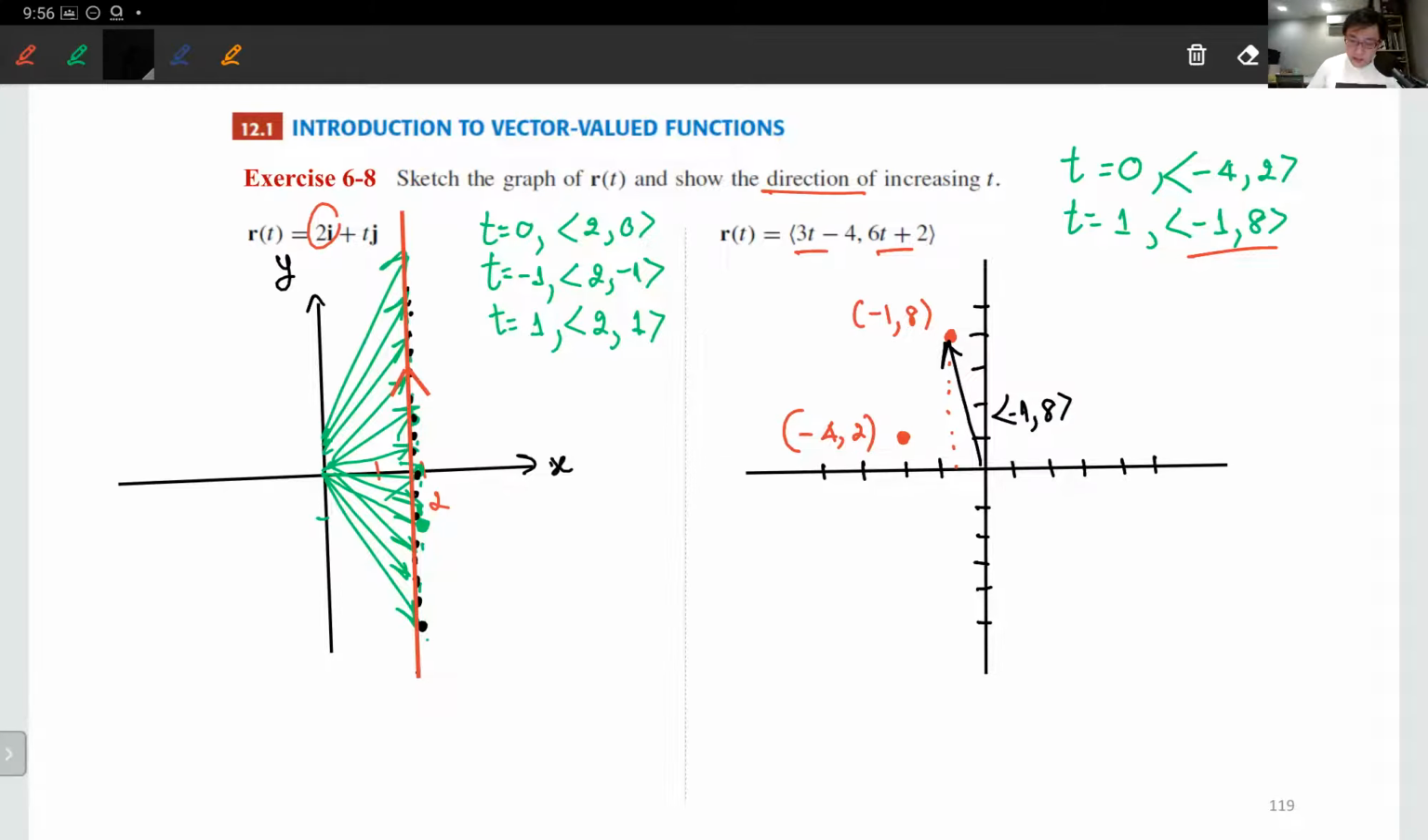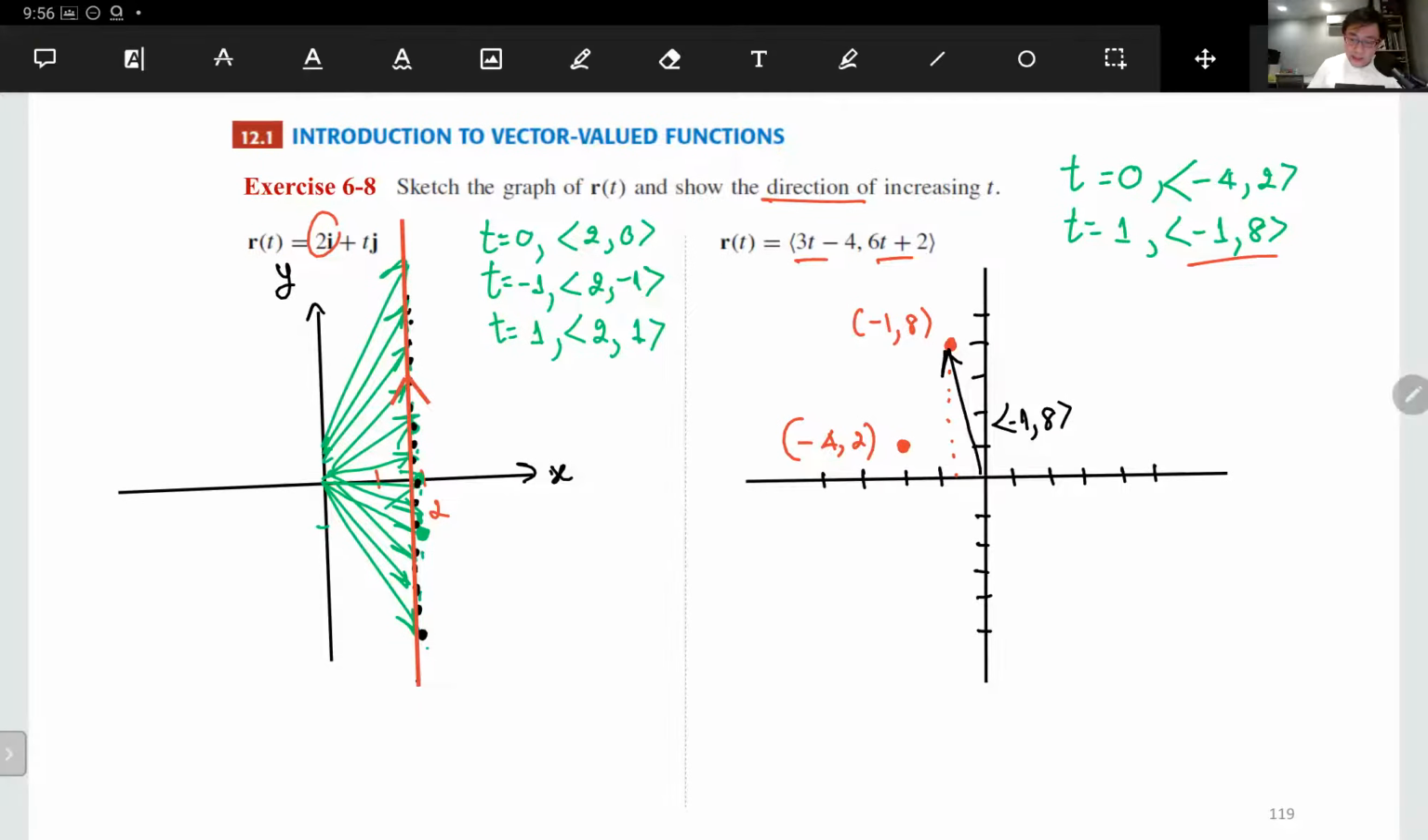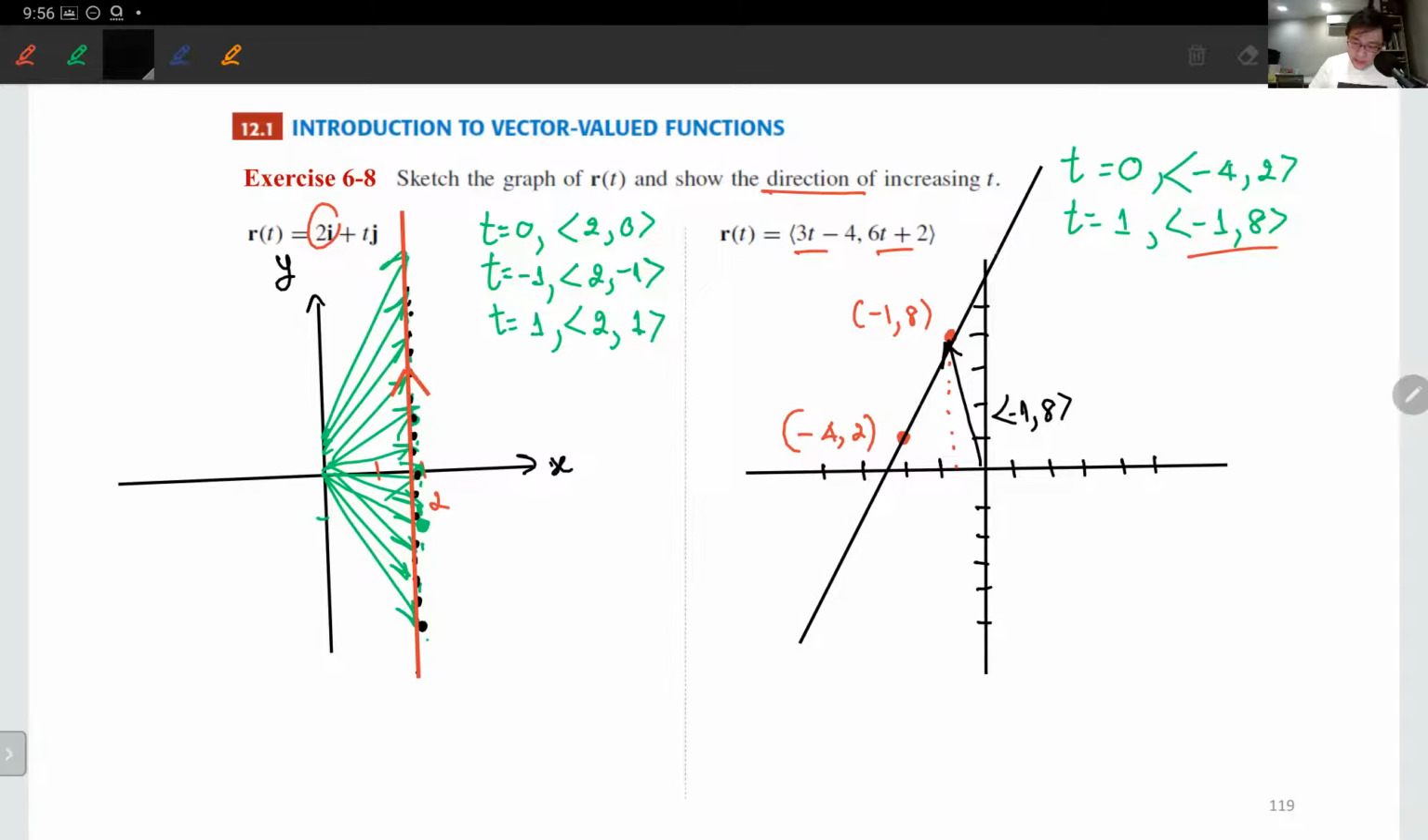All right, but from this now you can pretty much conclude what kind of line you are getting. Of course it is going to be this straight line right here. And because you're moving from t equal to 0 to t equal to 1, the dot is going up sort of diagonally up. So you even can tell that the direction of increasing t is diagonally up that way.